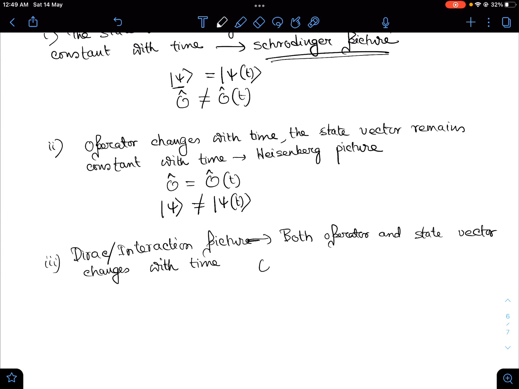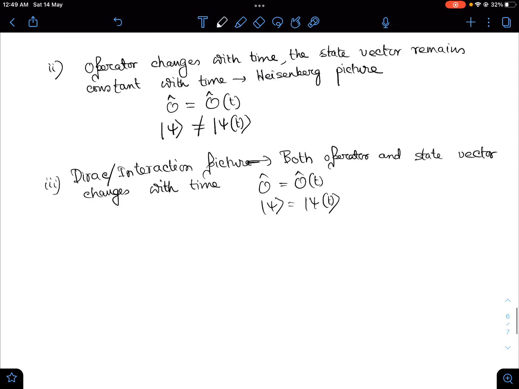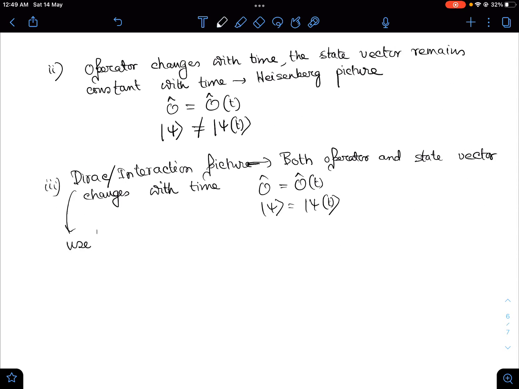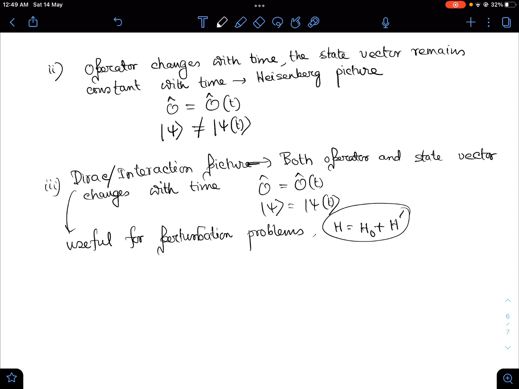So that means the operator is a function of time, and the state vector is also a function of time. This Dirac picture is useful for perturbation problems, like when our Hamiltonian is a summation of a free Hamiltonian and a perturbed Hamiltonian. In that case, if we consider this interaction picture, then our calculations will be easier. We're not going into great detail about this interaction picture.